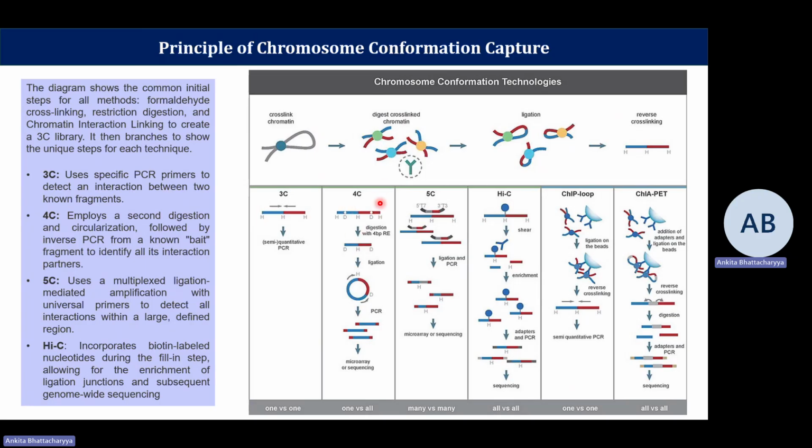Then you have 4C, in which case things are a little bit different. In 4C, you have digestion with a restriction enzyme, followed by ligation to generate a completely circular product, which is then followed by inverse PCR from some known fragment, which is your bait fragment, to identify all the interaction partners.